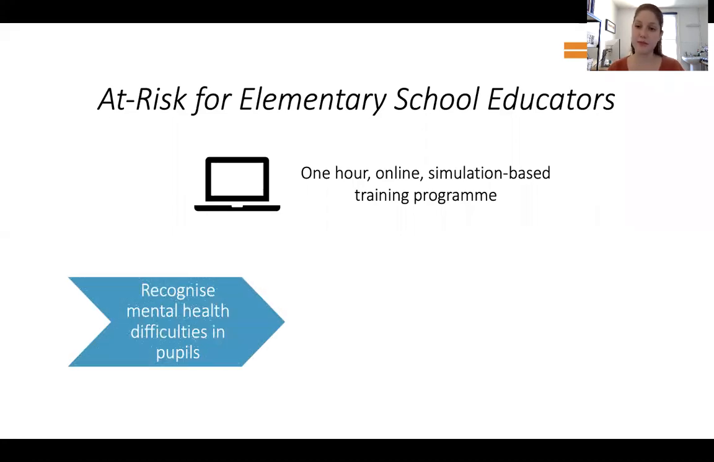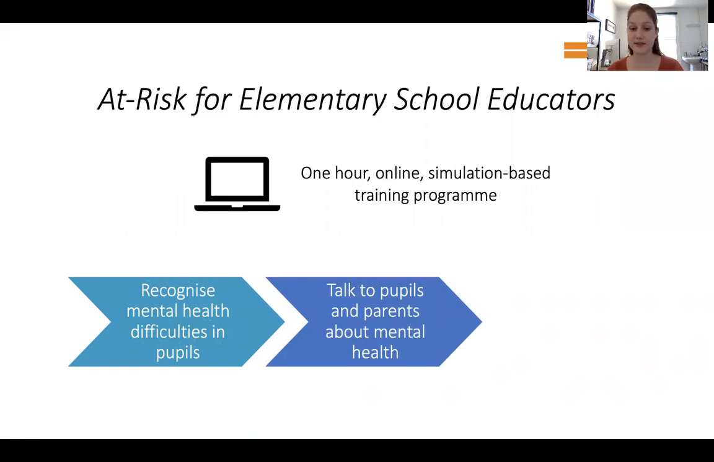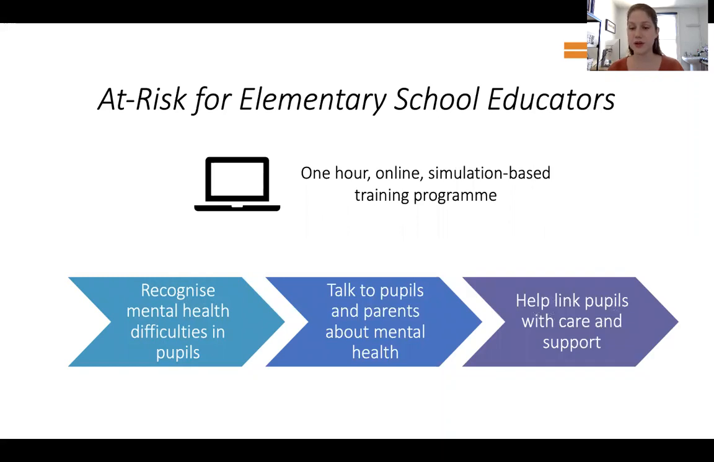The first aim is to upskill teachers and school staff to recognize mental health difficulties in pupils and to know those warning signs. The second is to give teachers and school staff the confidence and skills to talk to pupils and parents about mental health. And the third is to realize whether further care and support might be merited and to help link children and young people with that care and support.